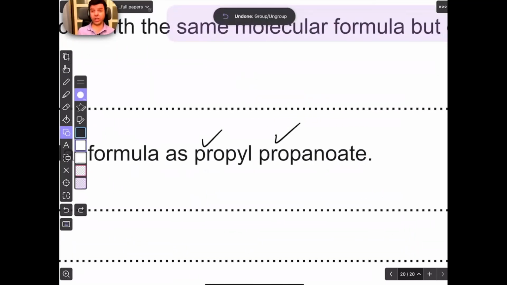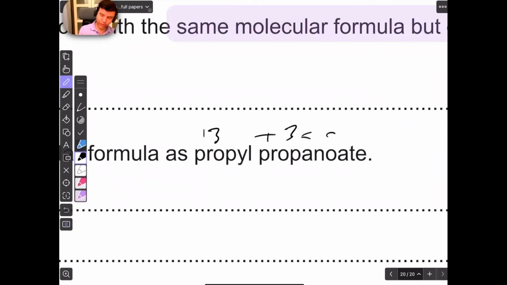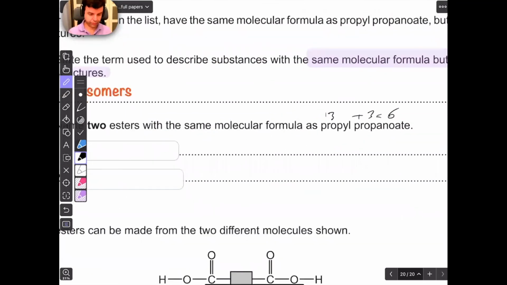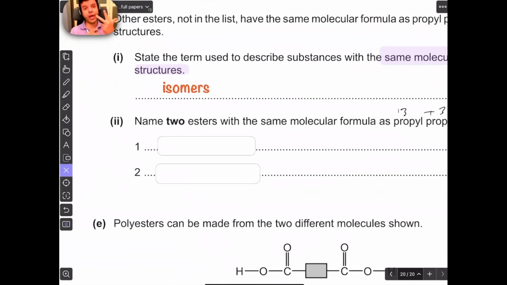How many carbons do you have in propyl propanoate? Prop is always what? 3, right? And 3. So you have 6. Can you come up with names of esters that have a total of 6 carbons? Isa? Ethyl butanoate. Ethyl is 2, butanoate is 4, so that's 6. Very good. And what would be the other one?